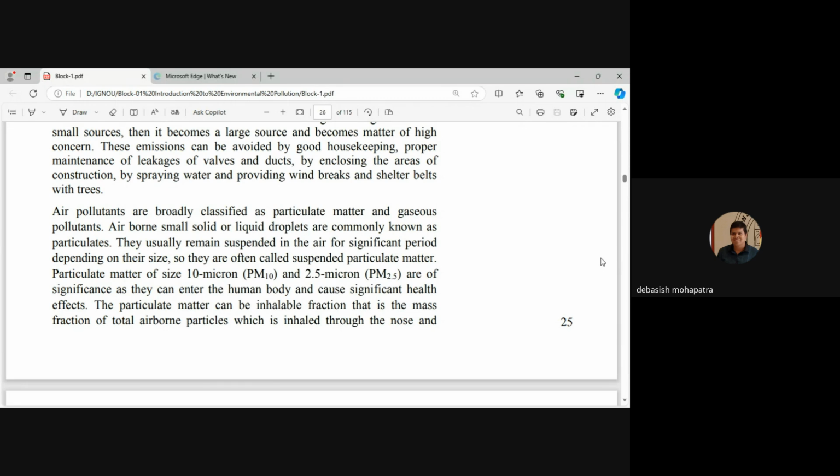So particulate matter enters the human body and causes significant health effects. As I've told before, when these particles enter your body, they go straight to the lungs, and in the lungs they will clog the alveoli. The particulate matters can be inhaled fractions in the mass fraction of total airborne particles.